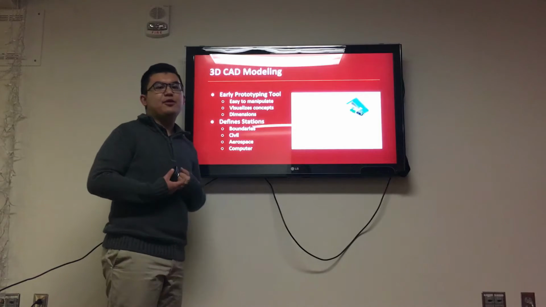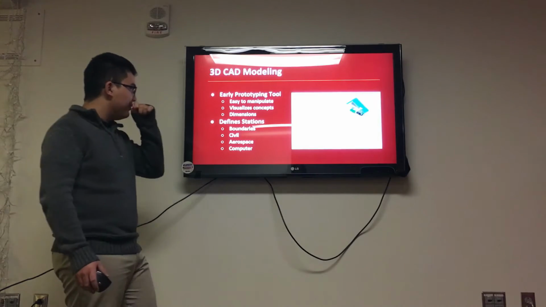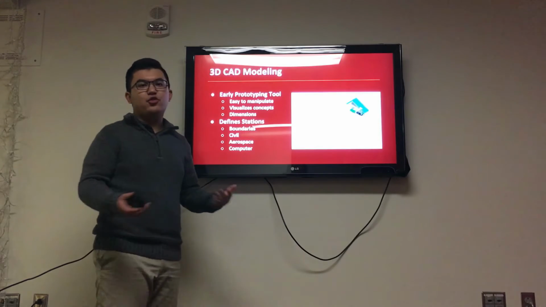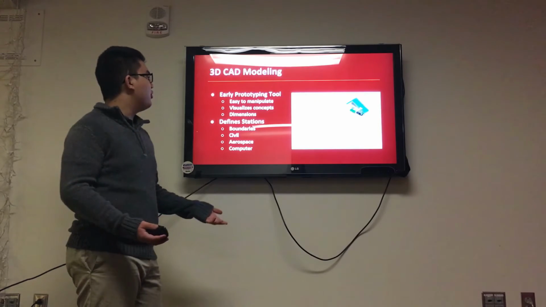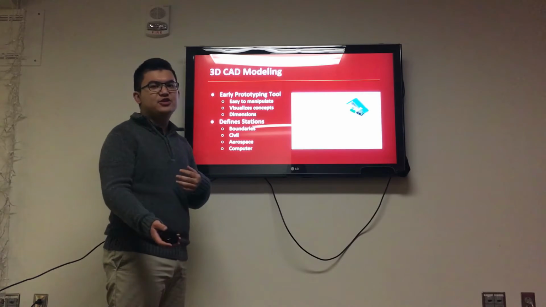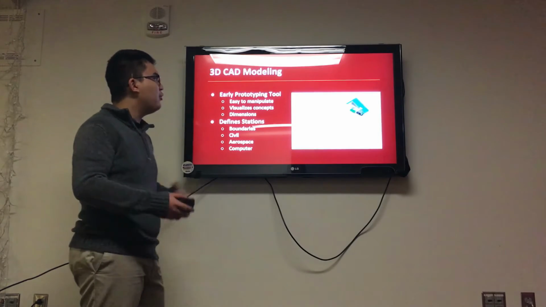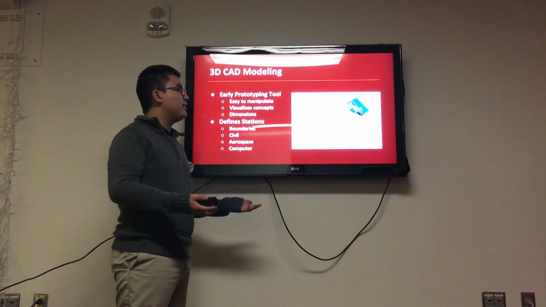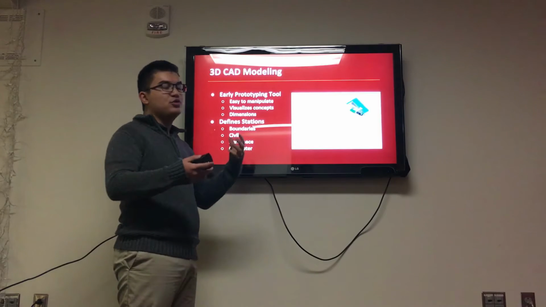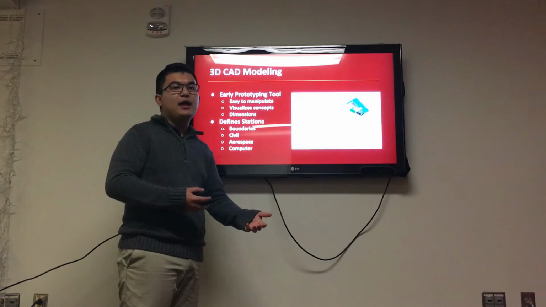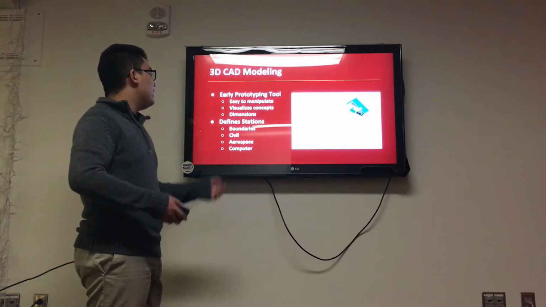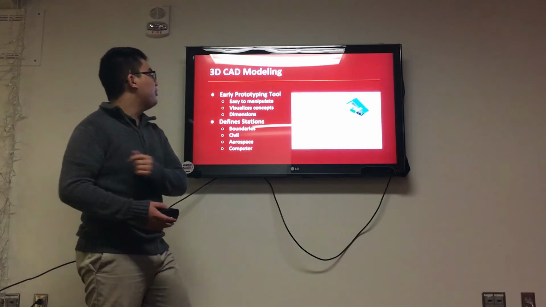One of the tools that the Lyman Group utilized during the planning is 3D CAD modeling. So 3D CAD modeling is great because it's an early prototyping tool. It allows us to create visualizations of our concepts that are easy to manipulate. We can add features, subtract features, change around the stations how we see fit until we get an end product that we like. It allows us to create dimensions so we can see visually how much space each station is going to take up and whether we need to allot more space for one station or the other. Finally, for defining stations, it helps us define our boundaries.